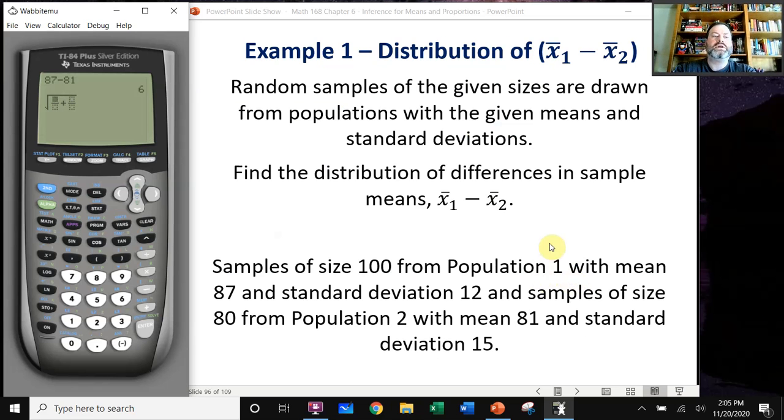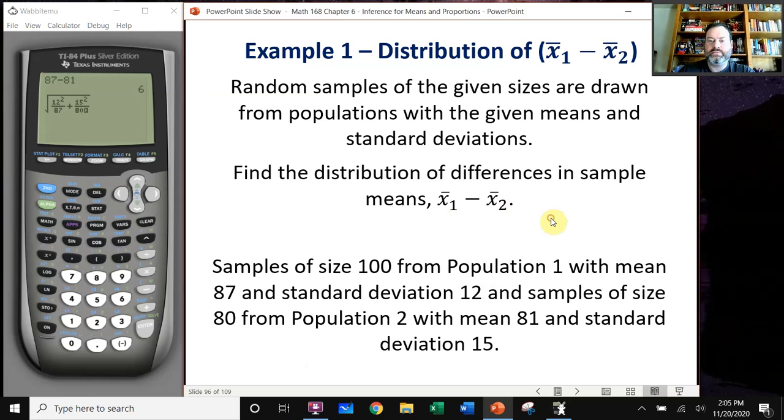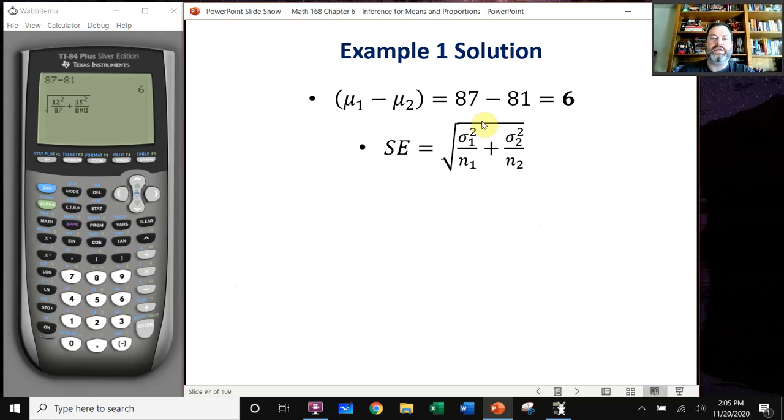All right. So sigma 1 squared, so sigma 1 is 12, and we square it. And the samples are size 87, so we divide by 87. The second one, the standard deviation is 15, so we square that. And those samples are size 80. So I just identified all the pieces, right? You go through and you label mu1, sigma 1, n1, right? So I did that, and then I just plugged everything into the formula.